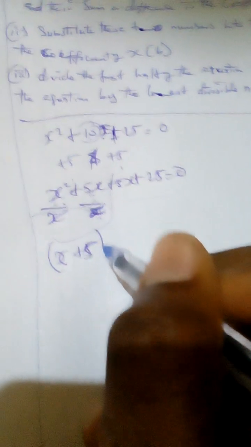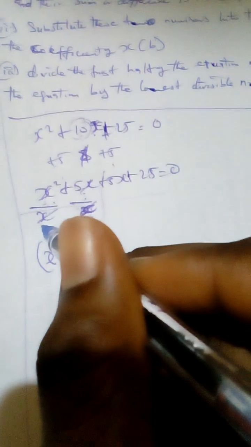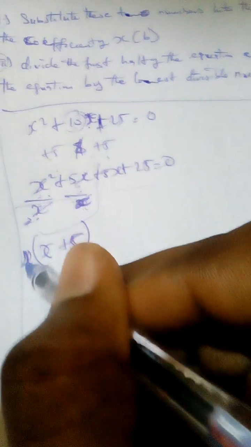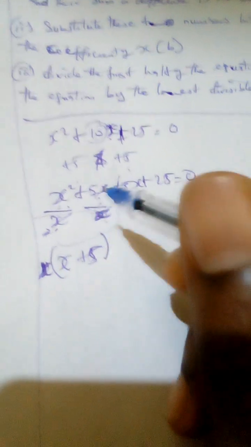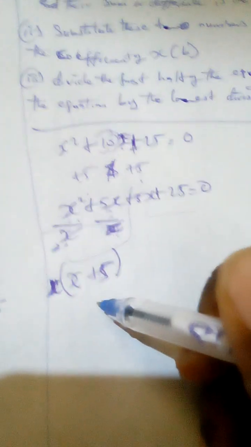We put the answer we've gotten in a bracket, and the number that we used to divide it, which is x, will be outside the bracket. Remember I said what we used to divide will be outside the bracket. The solution, or the answer to our division, is going to be inside the bracket.